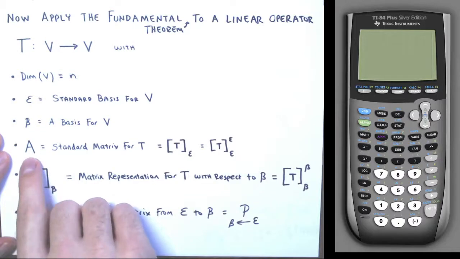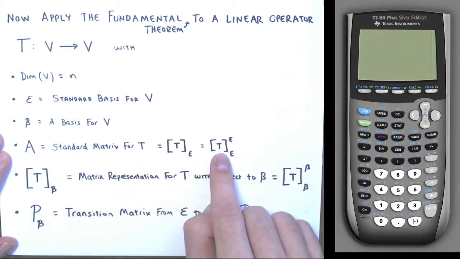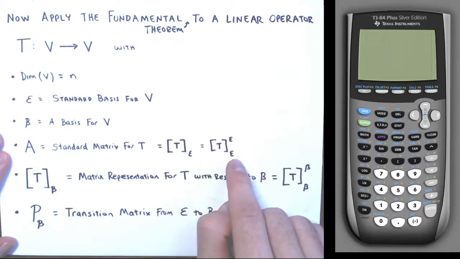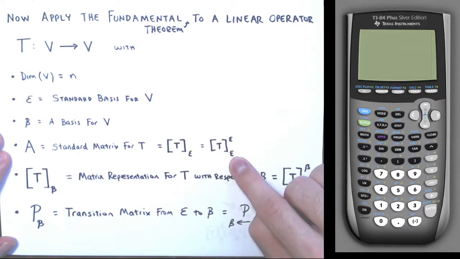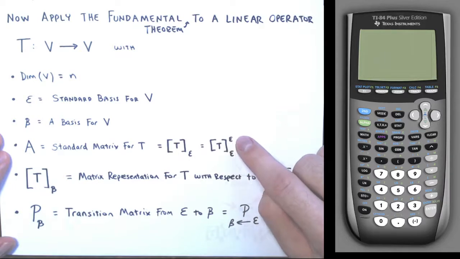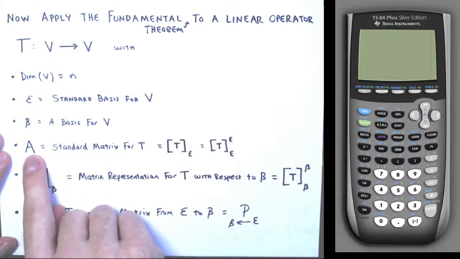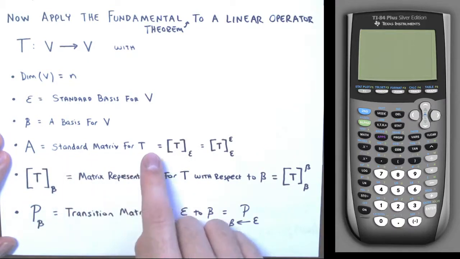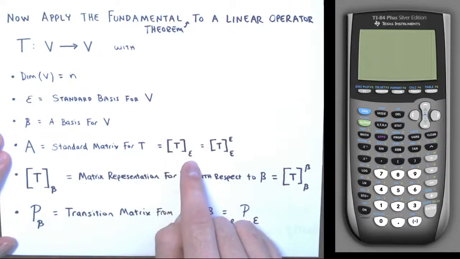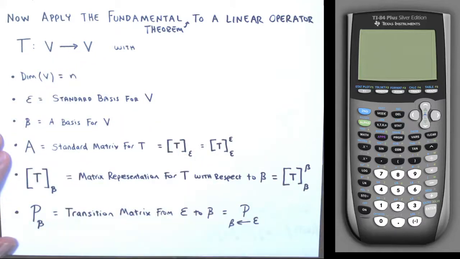So then again, A will represent the standard matrix for this operator, for this transformation, which you could abbreviate this way: the matrix representation with respect to the standard basis for the domain, and the basis for the codomain is also the standard basis, so you have EE. But what you're going to notice in a lot of books is that if the basis for the domain and codomain are the same, they only write it once. So I could express this standard matrix for T as the matrix representation for T with respect to standard basis E, and just mention it once, and it will be implied that the two vector spaces, the domain and codomain, are using the same basis.